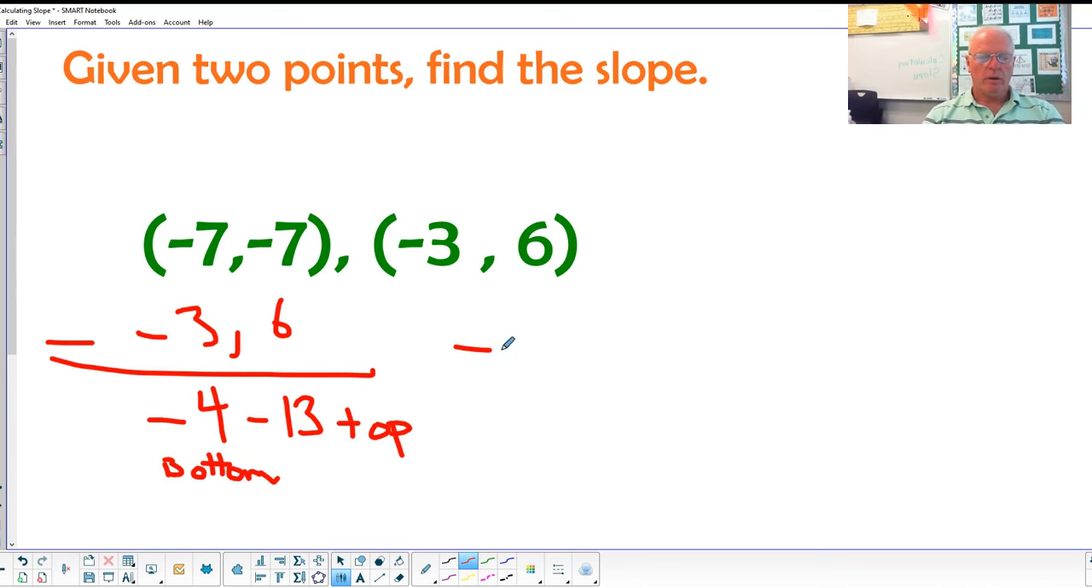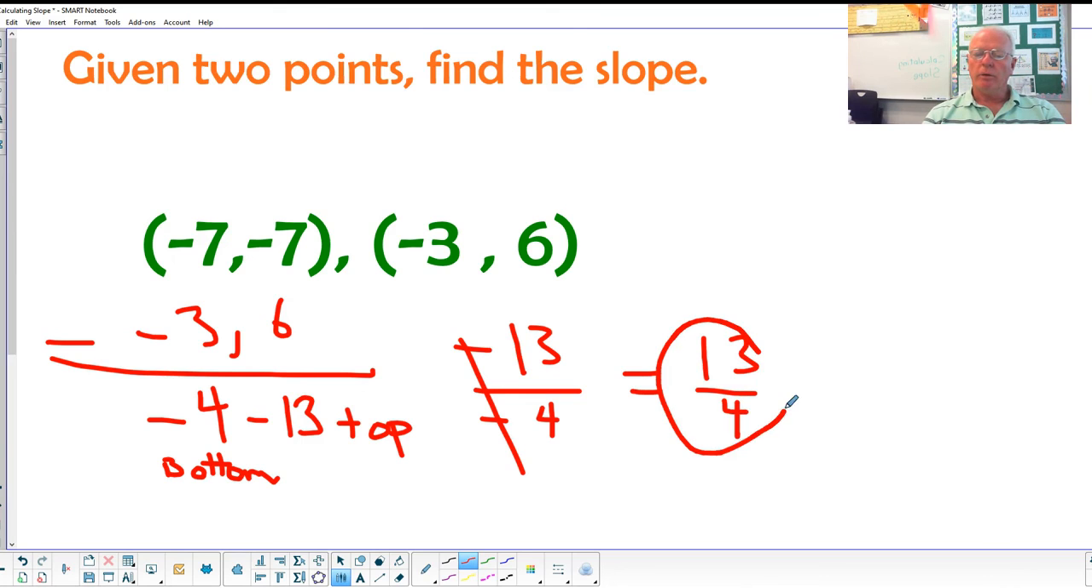So we would have negative 13 over negative 4, and as we saw a few minutes ago, these negative signs are going to cancel each other out. So my final slope is just 13 over 4. And we like to leave slope as a reduced fraction in improper form.